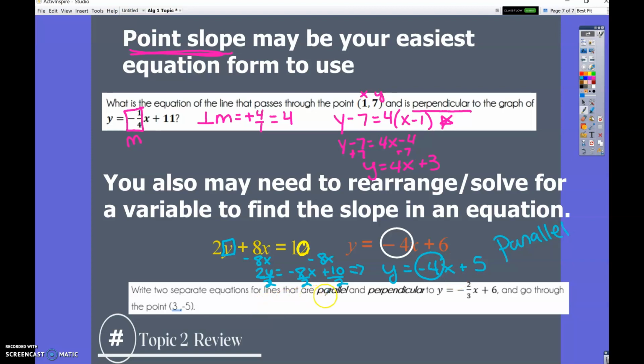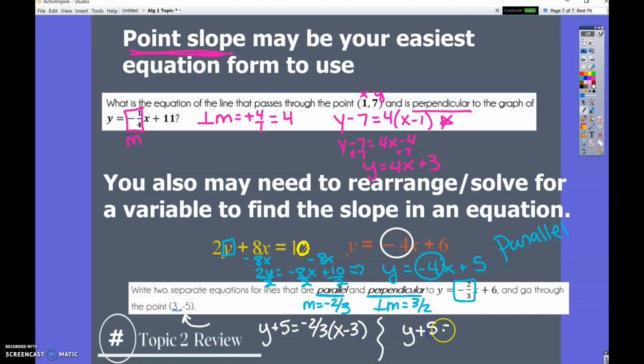In this last example, that might be helpful, a parallel line or a perpendicular line. If they're supposed to be parallel to the negative 2/3, then the slope will be negative 2/3. If it's supposed to be perpendicular, it would be a positive 3/2. And if you were to create the equation, again, your best bet is to go with point slope because my point is right here. So y plus 5 equals my slope of negative 2/3 times x minus 3. Whereas my perpendicular line would be y plus 5 again, but now 3/2 times x minus 3. Go ahead and give number 8 in your packet a try.